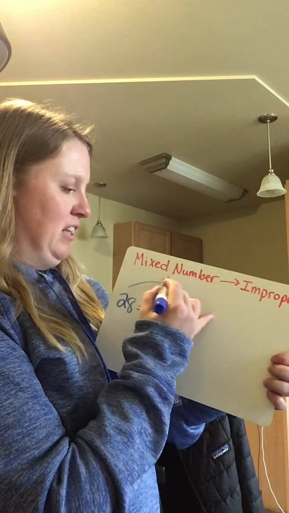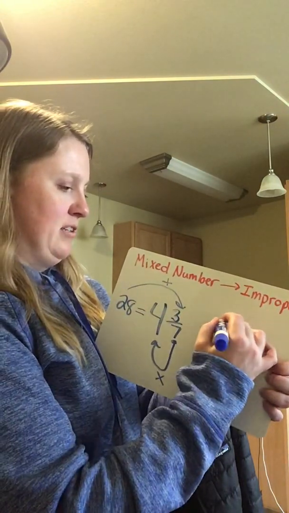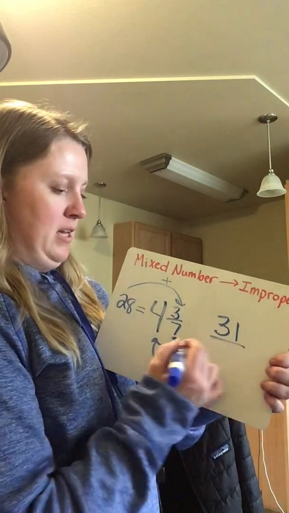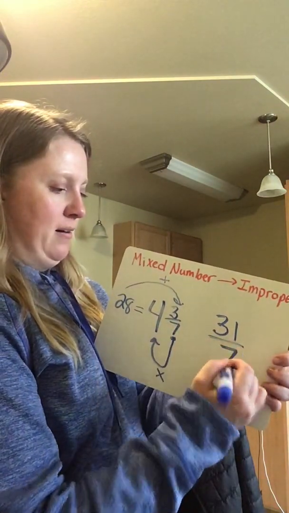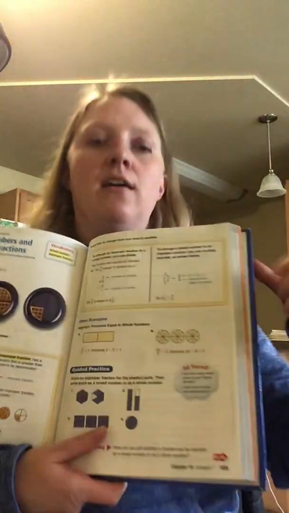28 plus 3. 28 plus 3 is 31. And then we keep the same denominator, 7s. I love it. I think it's so fun. Okay, so once again, those steps that I just demonstrated are right here as well.